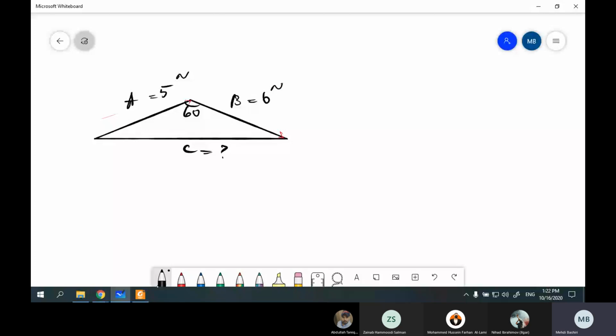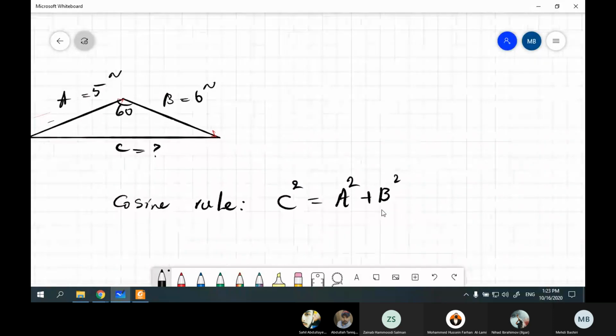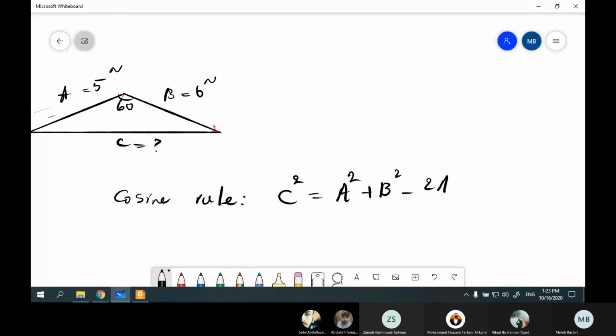Because you have two edges and one angle, you should use the cosine rule. If you remember, I told you when you want to use the cosine rule, you have to follow this equation. This angle is C.